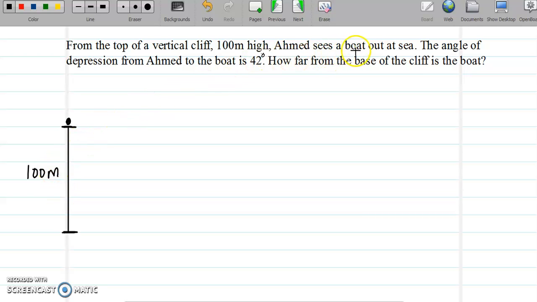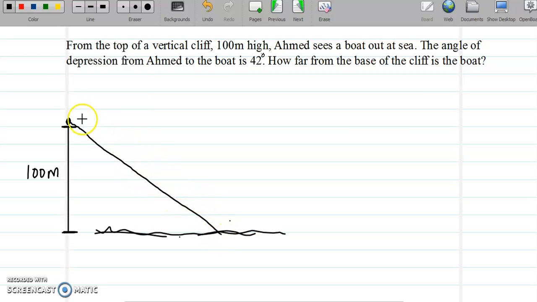Ahmed sees a boat out at sea. Okay, this is the sea or the water level, and Ahmed sees a boat. That means Ahmed has to look downwards in order to see the boat. Meanwhile, this is the eye level of Ahmed, and it looks downwards, which is making an angle of depression.